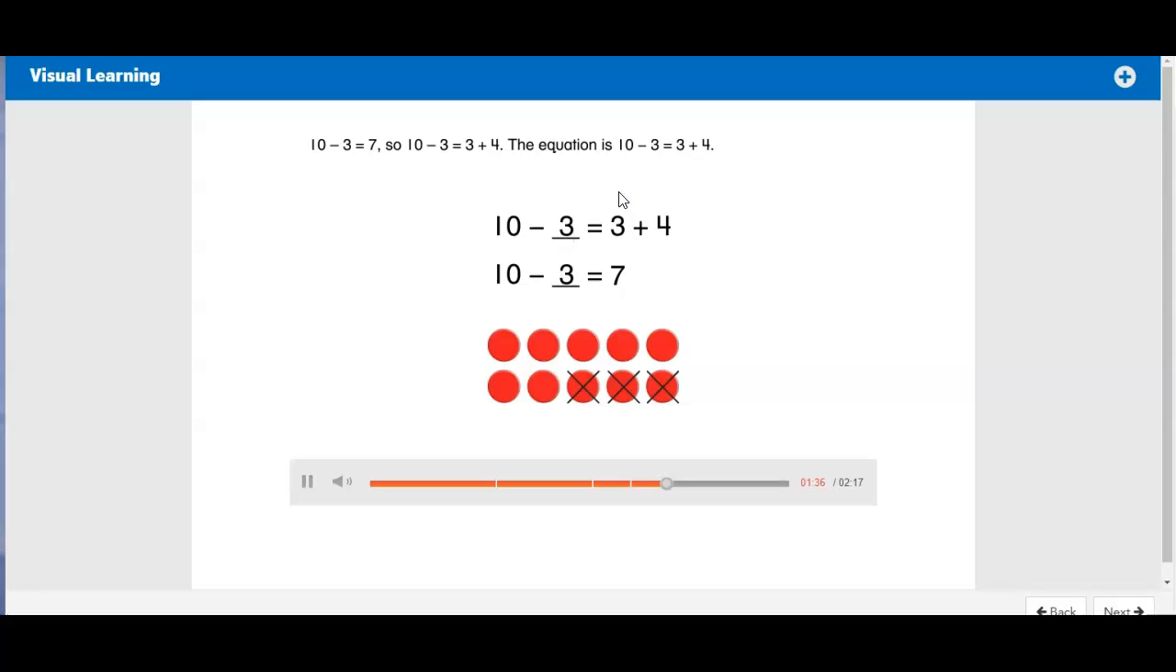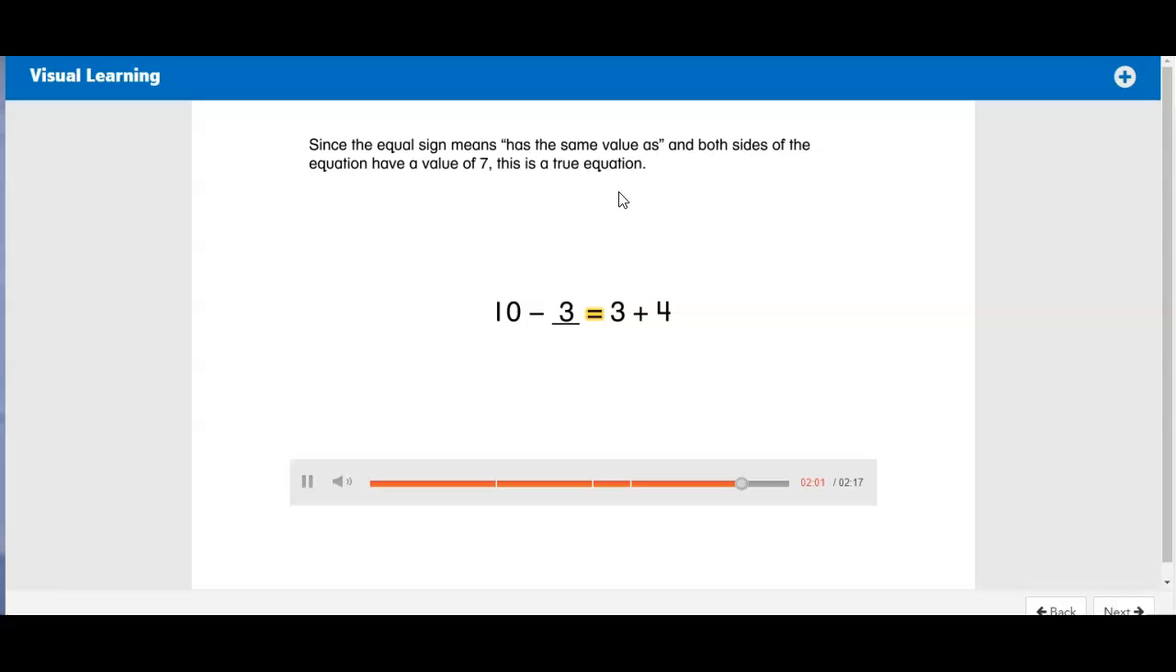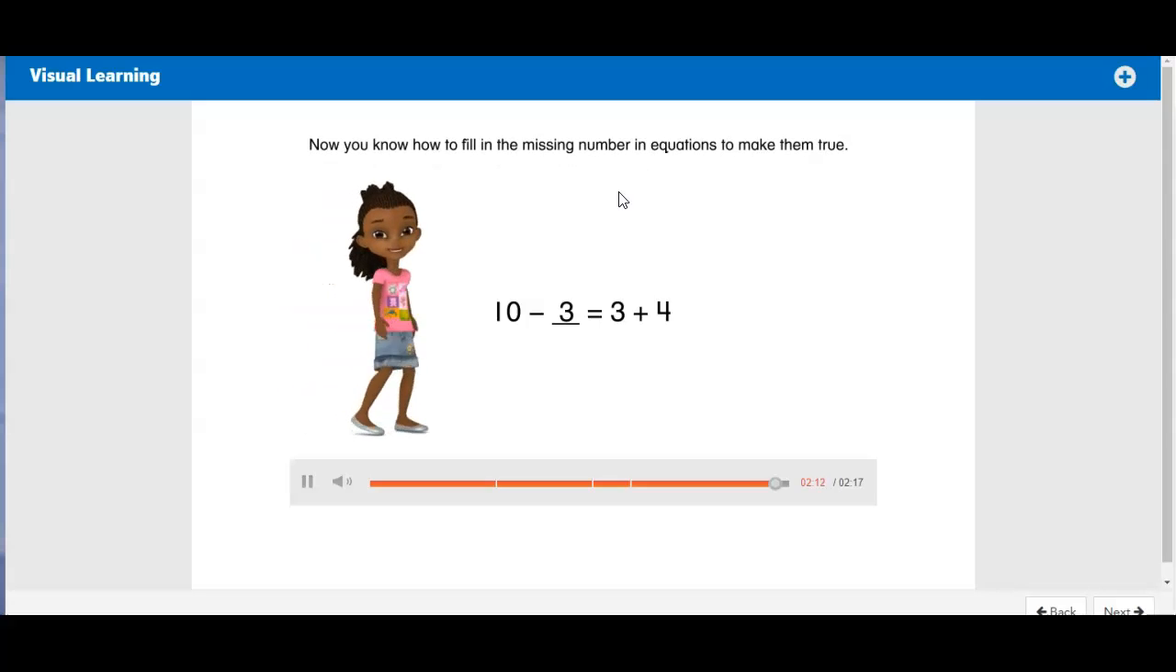10 minus 3 is equal to 7. So 10 minus 3 is equal to 3 plus 4. How could you explain to someone else that this equation is true? Since the equal sign means has the same value as, and both sides of the equation have a value of 7, this is a true equation. Now you know how to fill in the missing number in equations to make them true.